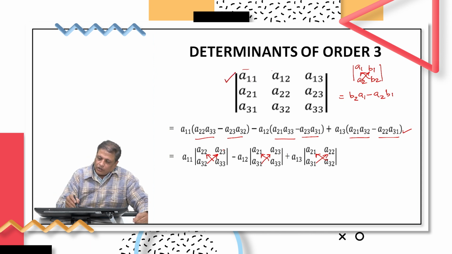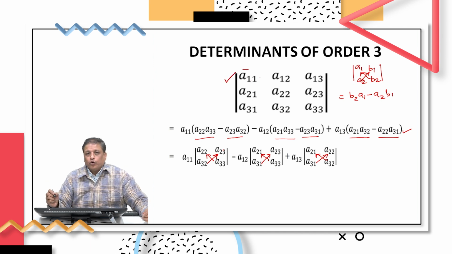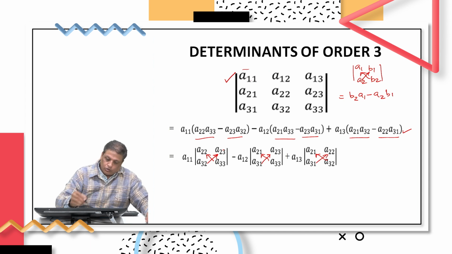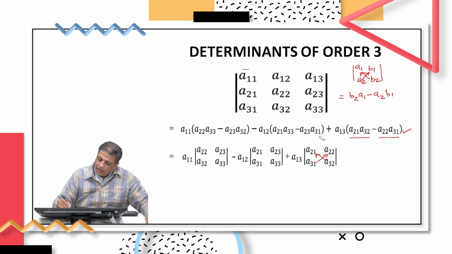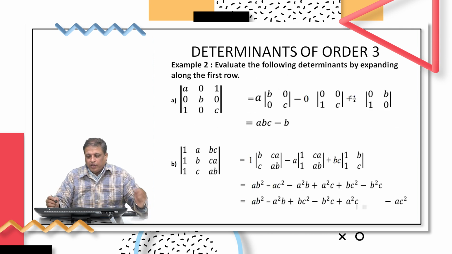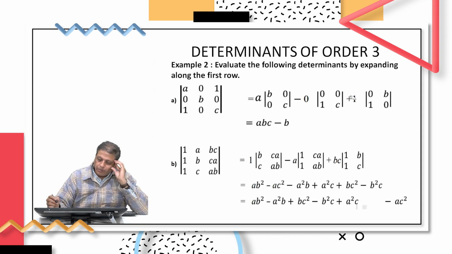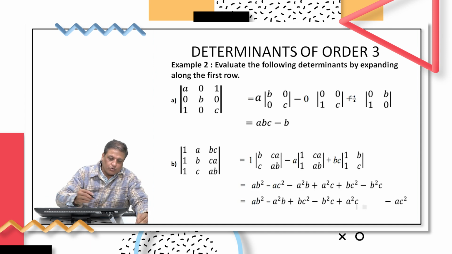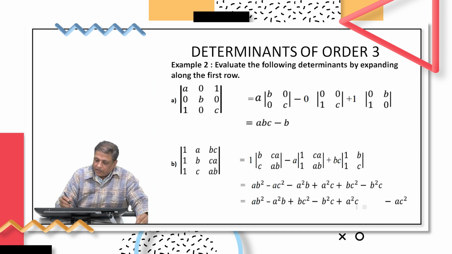This is determinant of order 3. I hope you are able to understand how to solve the determinants of order 3. Now we will apply the understanding of solving the determinants of order 3 with the help of some examples. Now over here there is an example: evaluate the following determinant by expanding the first row. Okay, let's expand the first row.